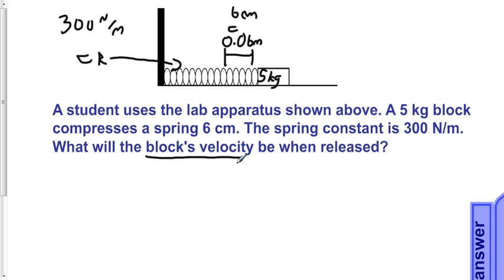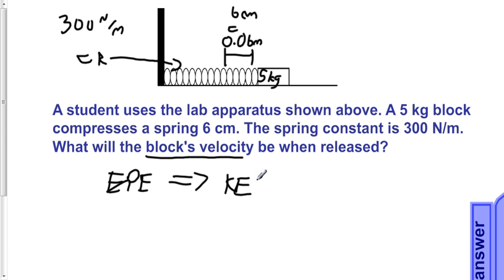And in order to do this, we need to understand the two types of energy that are involved in this problem. The first and initial type of energy is elastic potential energy, and this is the only type of energy as the block remains stationary when it compresses the spring. As the block is released, more and more of the elastic potential energy is converted into kinetic energy, until eventually, when the block leaves the spring, all of the elastic potential energy has been converted into kinetic energy.